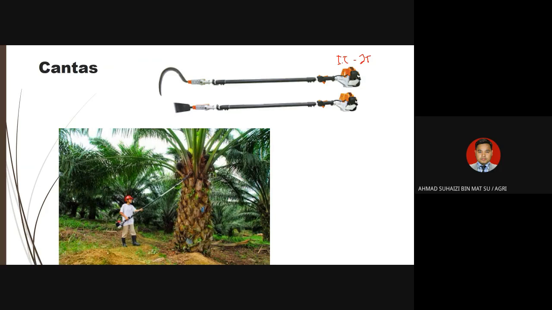The problem is the weight is about 10 kilogram, so the ladies cannot carry too much weight. Not only the ladies, sometimes for me it is also quite heavy. It also suffers from vibration. The vibration is quite high with this machine because of the movement of the rotor and so on.